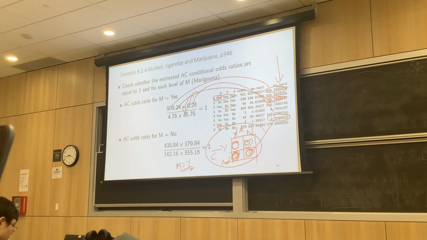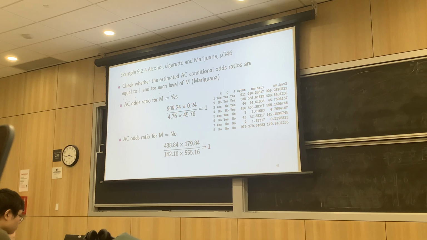And the other one is marijuana y, cigarette y, and alcohol no. So marijuana is y, cigarette y, and alcohol no. So that means this one. So I put that one in here. And if you calculate that, that should be exactly equal to 1. You can use your calculator and check that it's equal to 1. So that is for marijuana equals yes.